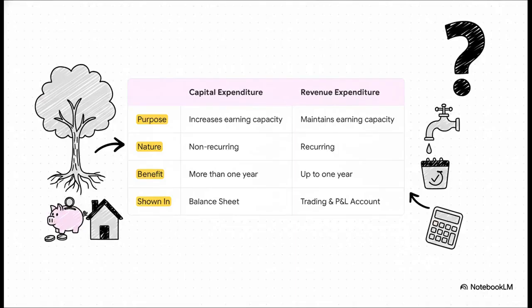Okay, so this is the crucial point, bachcho. Just look at this slide. Capital expenditure is a big one-time spend that actually increases your ability to earn money, like buying a brand new delivery truck. And since its benefit lasts for years, it goes on the balance sheet as an asset. But on the other hand, you have revenue expenditure. That's the repeating, short-term stuff that just maintains the business, like paying for the petrol for that same truck. And that goes into the trading and P&L account. Now listen, this comparison table is a super common exam question, so please pay close attention to this one.